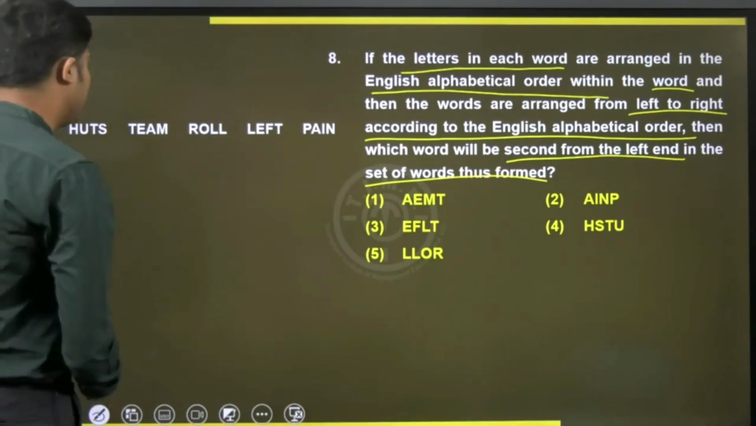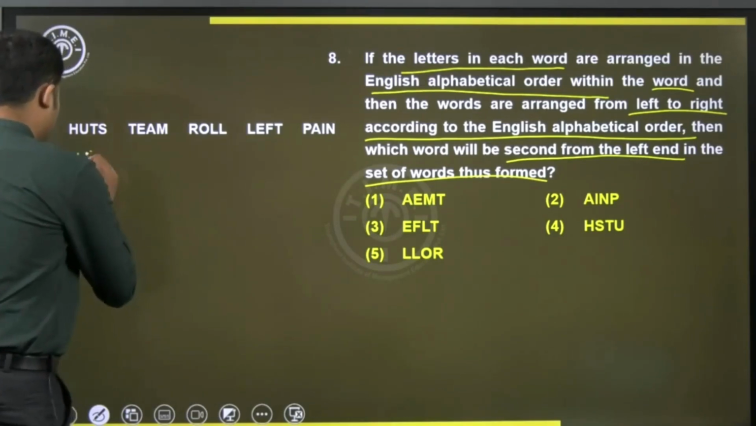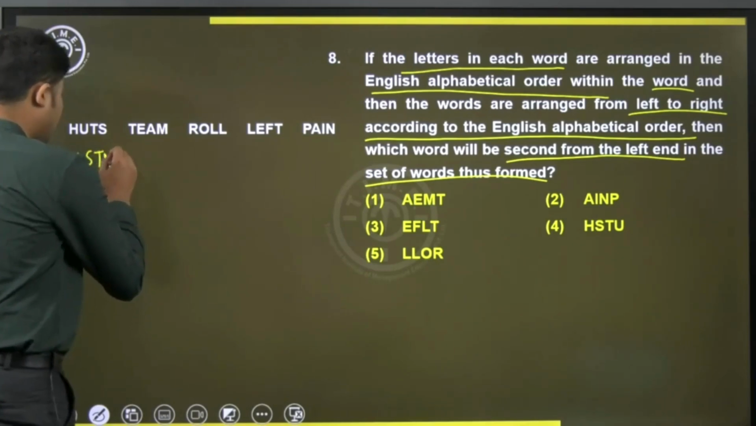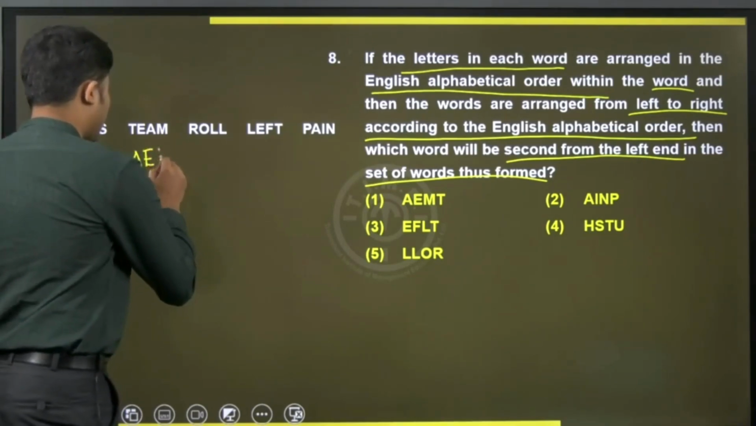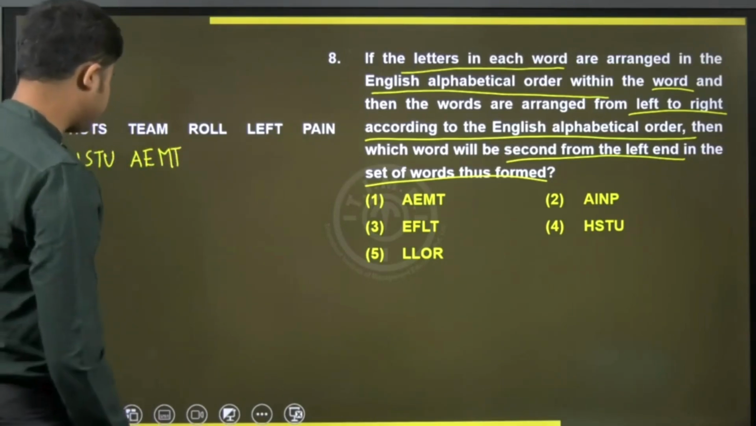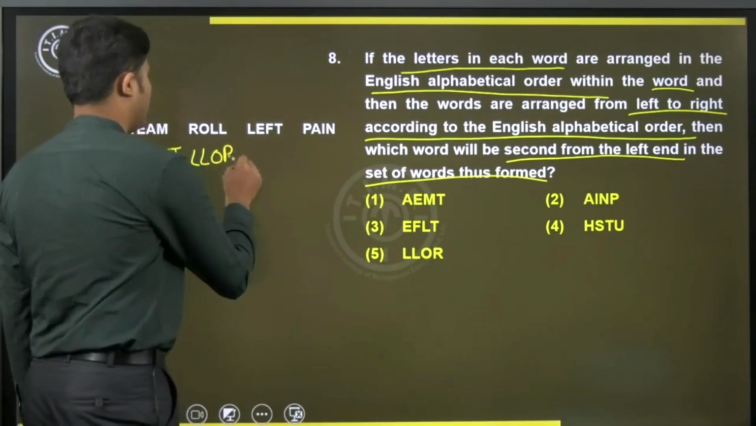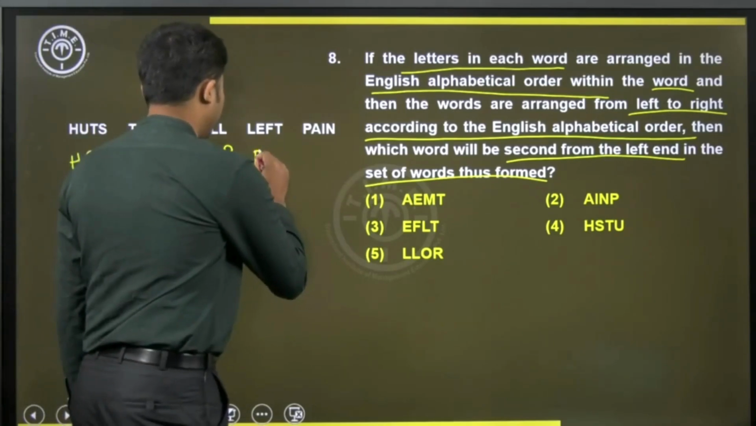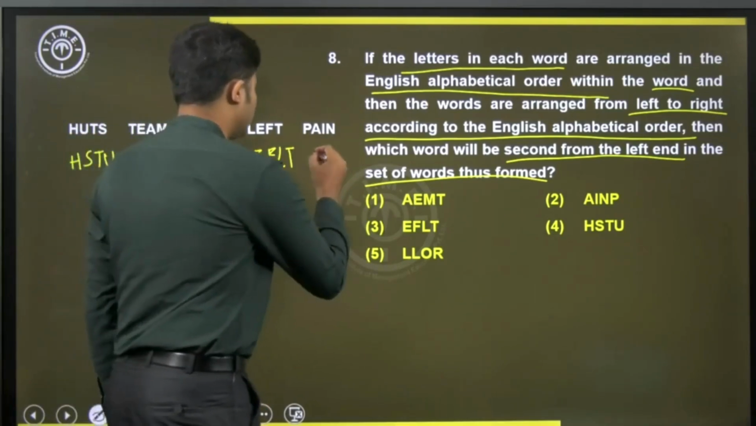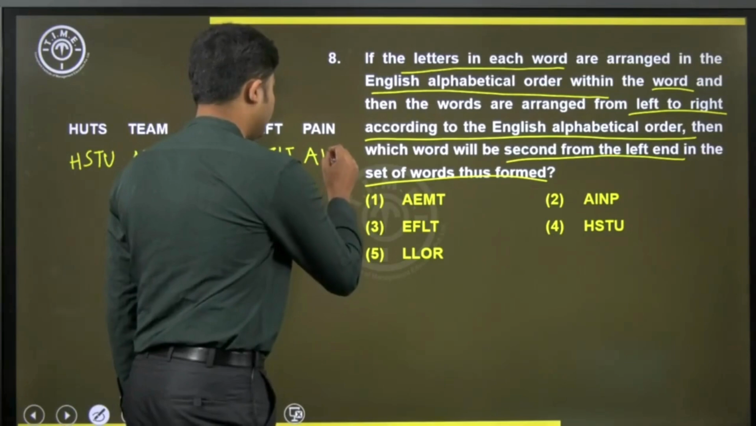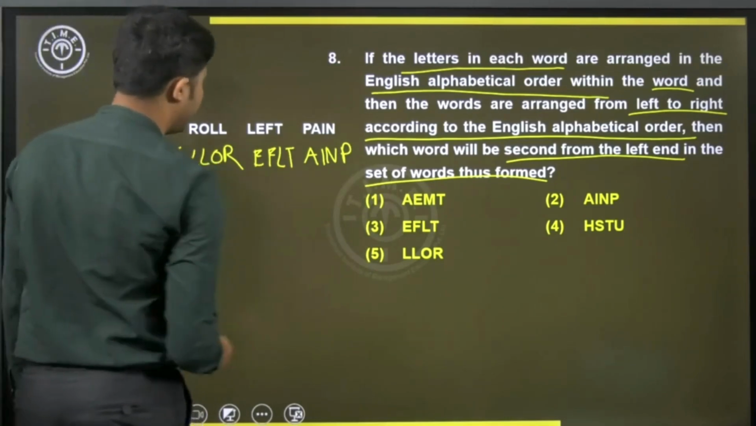Let's apply the first condition. So huts would be written as H, S, T, and U. Again team would be written as A, E, M and T. Then roll is L, L, O, R, and left will be written as E, F, L and T, and pain written as P, I, N, sorry, A, I, N, P. So it starts with A, I, N, P.